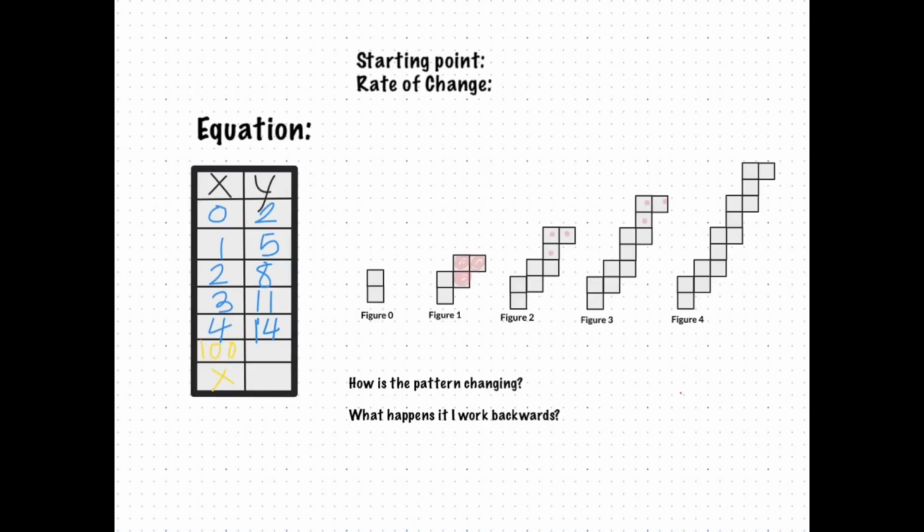So to begin our equation, we need two different values. We need our starting point. At figure 0, or when x is 0, how many tiles do I have? So my starting point is 2. Now we have to look at our rate of change. What is happening each time? So my rate of change is 3, because I'm adding 3 each time.